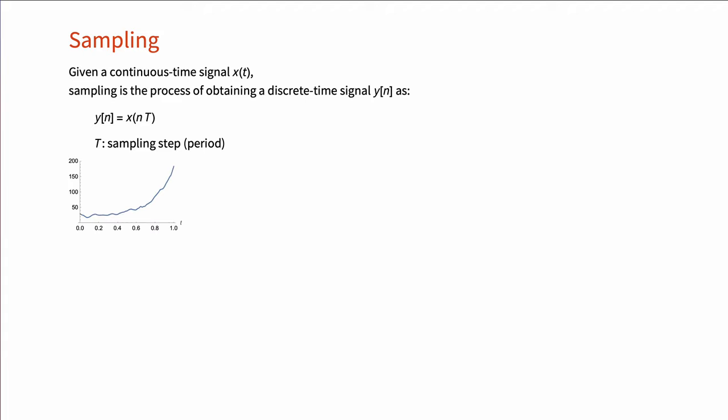For example, if the continuous time signal x of t shown here is sampled with sampling step of 0.1, we get the discrete time signal x of nT shown here in red. This way, we have basically obtained a discrete time signal y of n by sampling the signal x of t with the sampling step 0.1. Later in this course, we will discuss sampling in more detail.